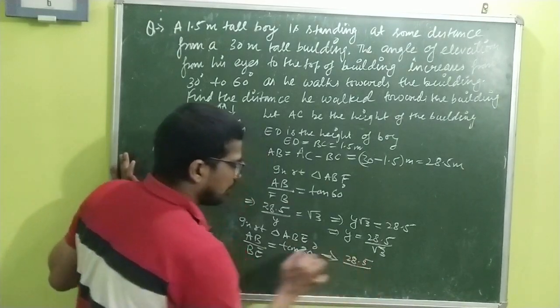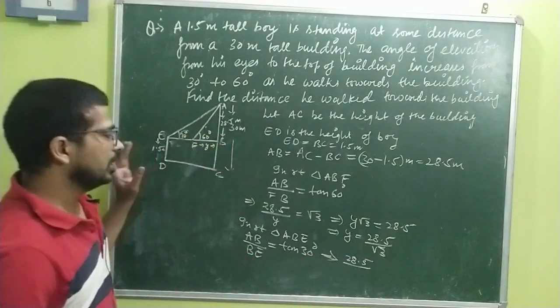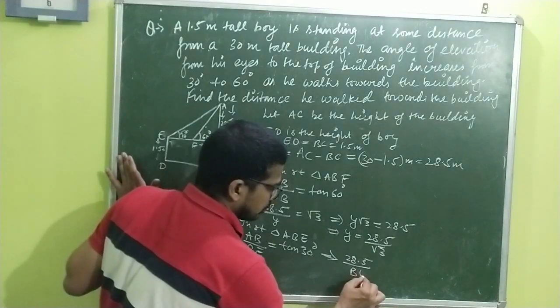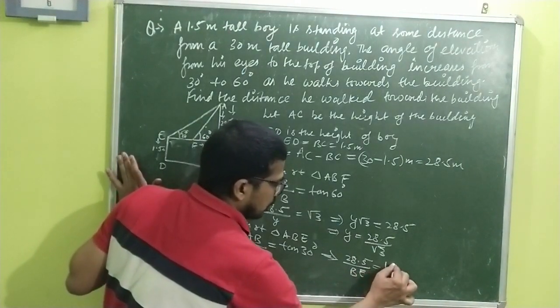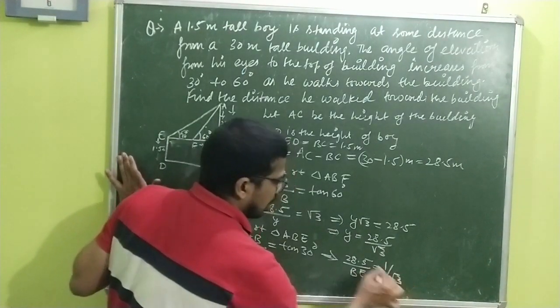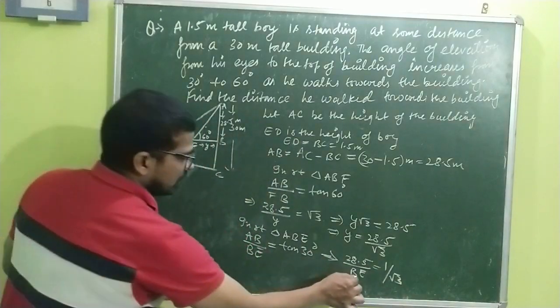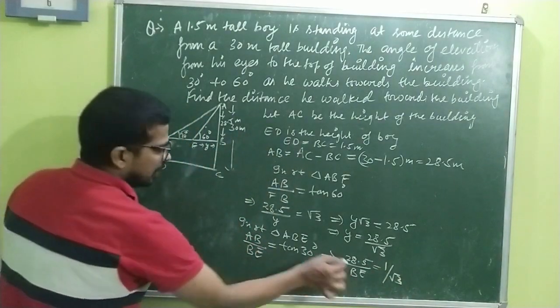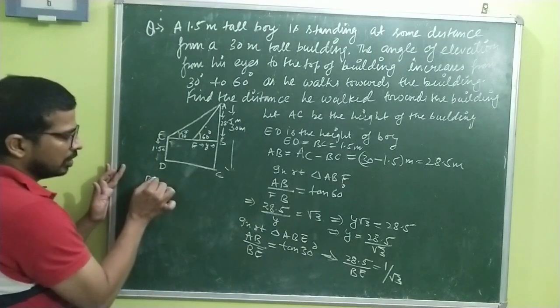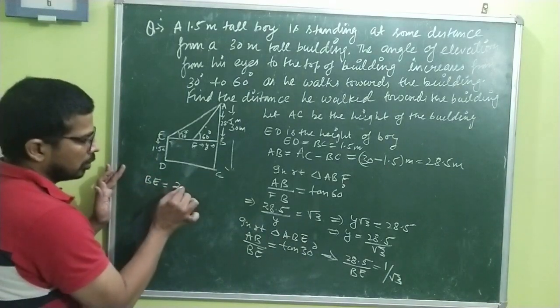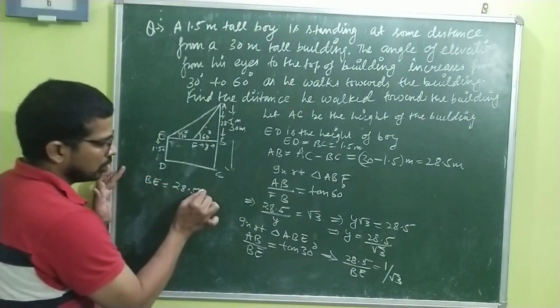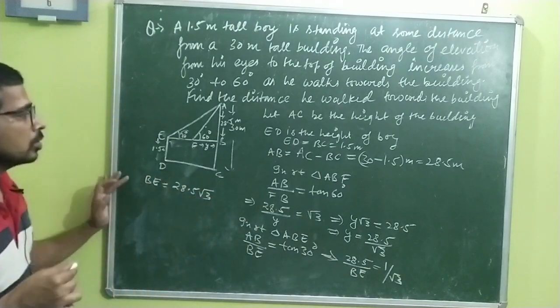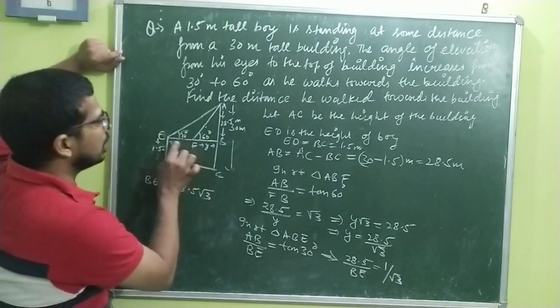28.5 upon, what is BE? BE we have to find out, is equal to tan 30, that is equal to 1 upon √3. So here I am writing there. Now from here I am writing here, BE will become 28.5 √3. So now I have to find out EF.